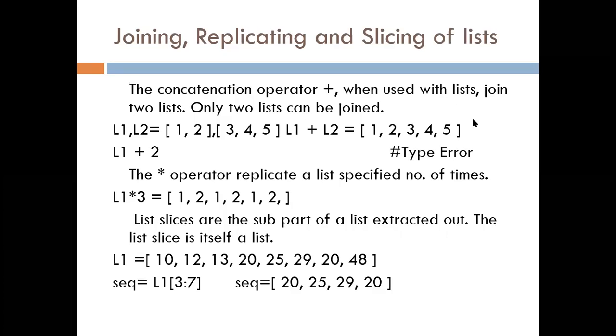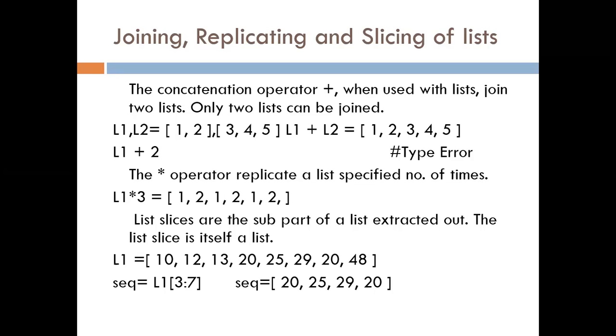The most common operations that you can perform with lists include joining lists, replicating lists, and slicing lists. So we learn about joining lists first. Joining two lists is very easy. It's just like you perform an addition. The concatenation operator is used with two lists and the two lists join.